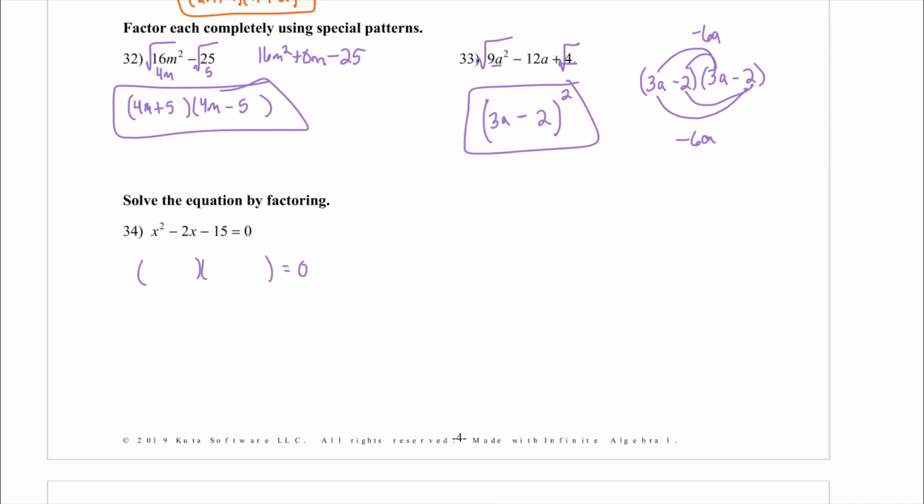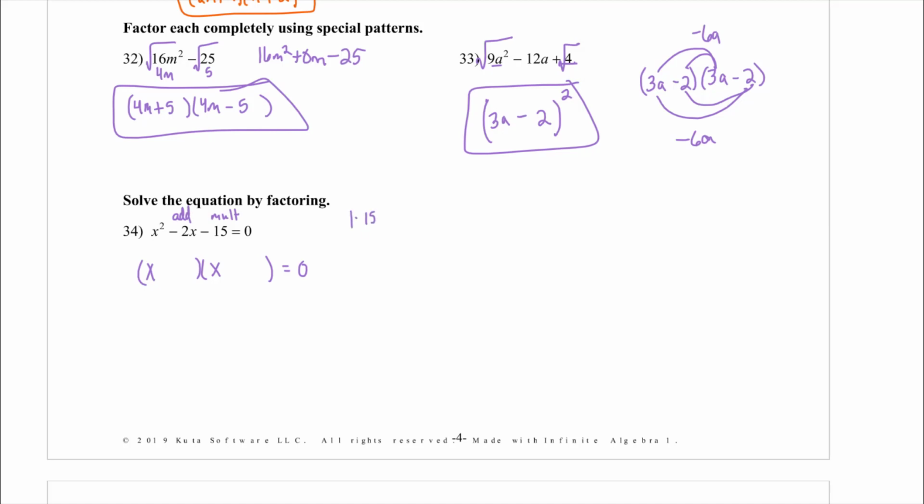So it doesn't give us a hint on how to factor. There are three terms. There's no square roots. I mean, I guess we could square root this, but we can't square root this. And there's not anything in front of x squared, so this is just regular factoring where we put x and x. We say, what multiplies to get negative 15 that adds to get negative 2?